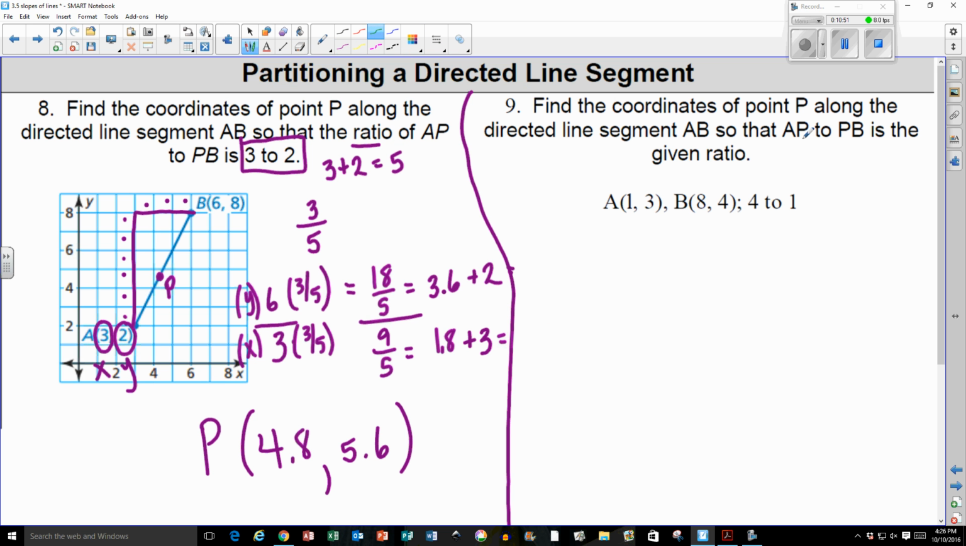All right, find the coordinates of point P along the directed line segment AB so that AP to PB is the given ratio. So now they give me this. So I'm going to have to use the distance formula or use slope or whatever. So what I'm going to do is use slope because it's easier than distance formula. So I've got x1, y1, x2, y2, and this is going to be our starting point here because it's telling me from A to B. So this is going to be my starting point. So the slope is going to be 4 minus 3 over 8 minus 1.